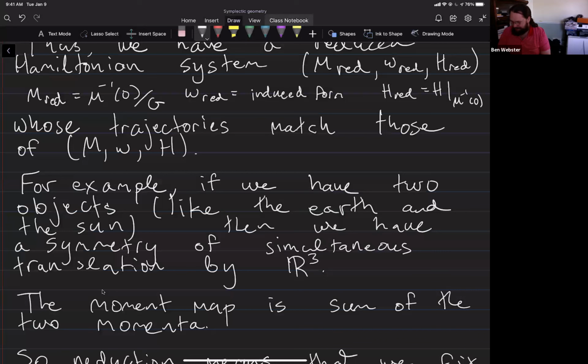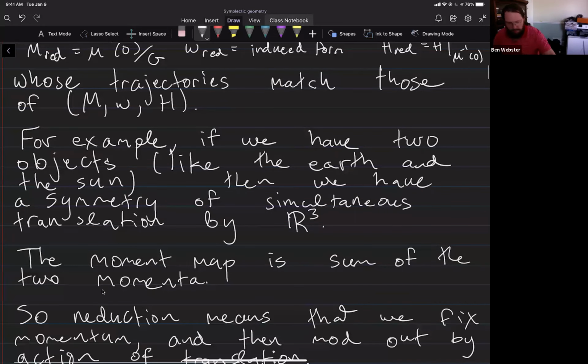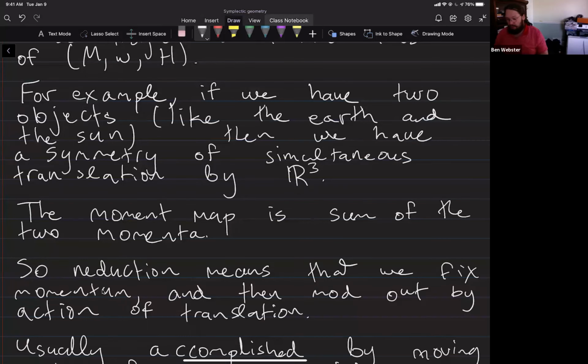So, for example, just to give you a little bit of a feel for how this works, let's do a really simple example. I have two objects that are moving around in R3, the sun and the earth, for example. And there's a symmetry of this system. Let's assume that I'm using the usual gravitational potential. Well, that only depends on the distance between the two points. So if I simultaneously translate them, that's not going to change the energy, right? It won't change the kinetic energy, and it won't change the potential energy because that only depends on the distance. So there's a simultaneous translation by R3, that's R3 with its action by addition. So the moment map in this case is going to be the sum of the two momenta.